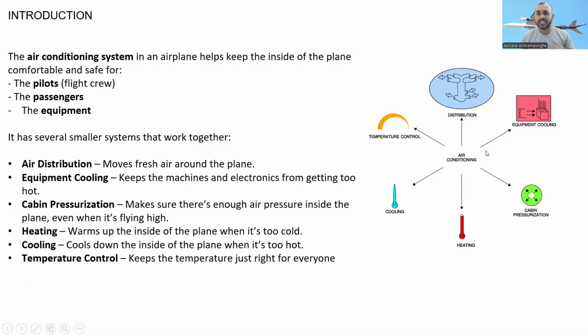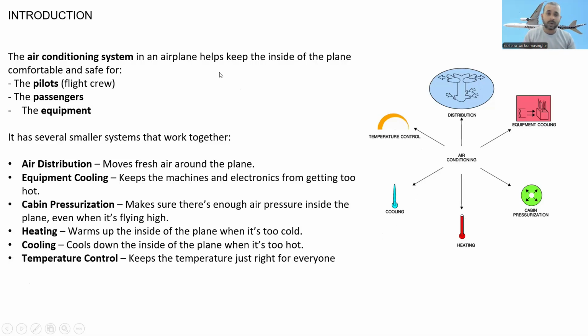So this is the picture you can see. This is the air conditioning system. What are the things we do? For example, the air conditioning system distributes the air, cools the equipment and the cabin, does the cabin pressurization, the heating, the cooling, and also the temperature control.